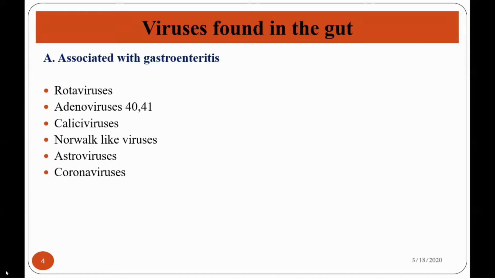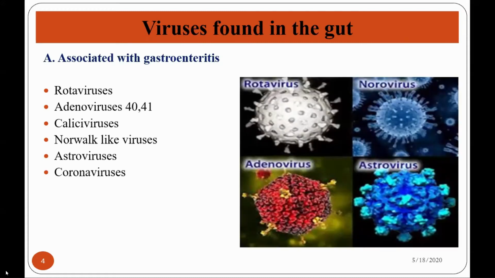All these viruses are responsible for viral gastroenteritis, but the most potent ones are rotaviruses and adenoviruses types 40 and 41. The caliciviruses, Norwalk, astro, and coronaviruses are much less frequent causes. These are some pictures of rotavirus, Norwalk virus, adenovirus, and astroviruses.